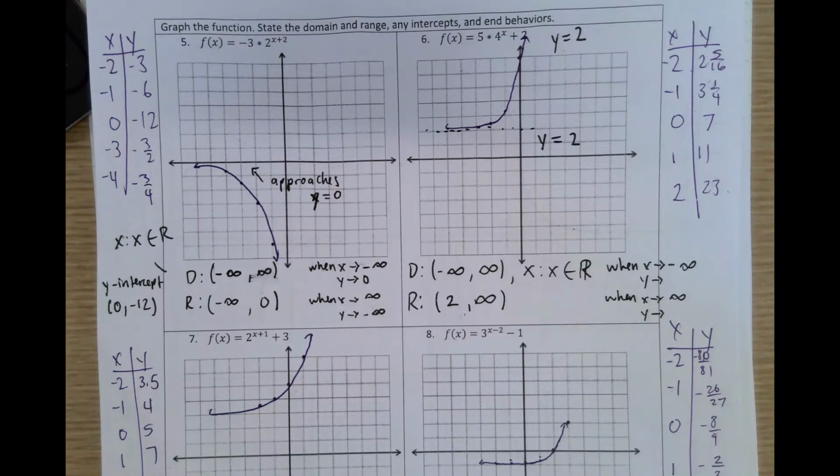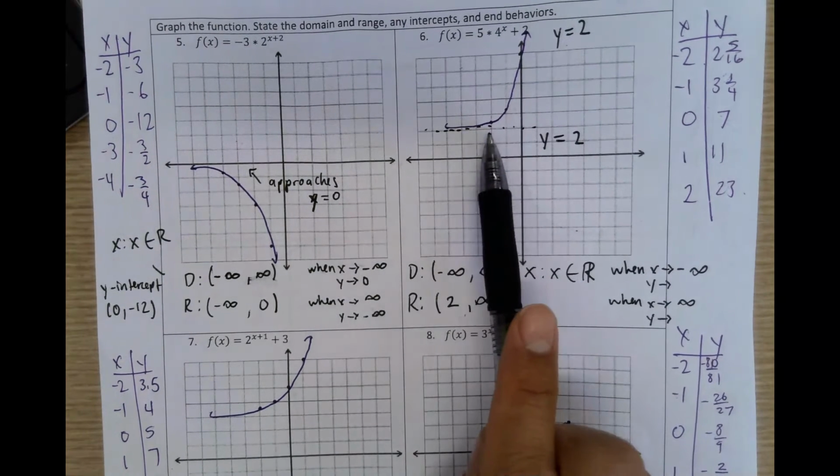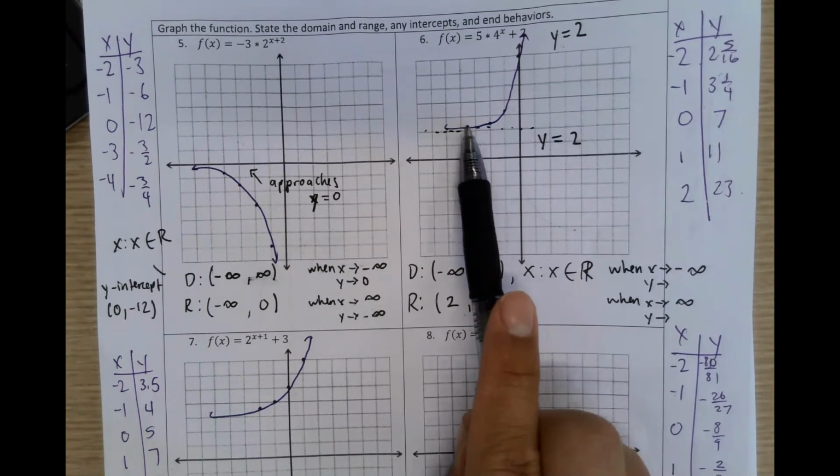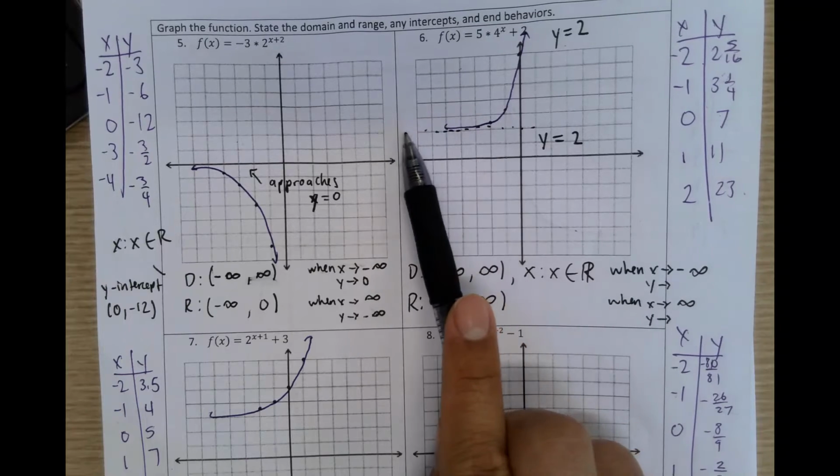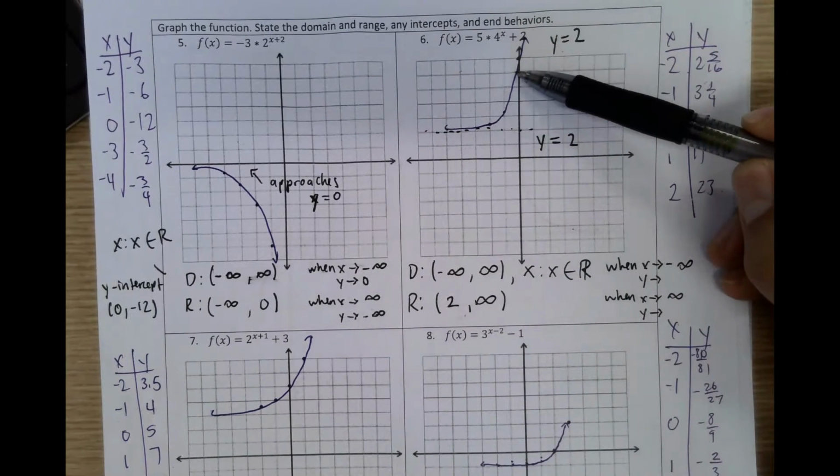Okay, so the second thing is end behavior. Actually, intercepts is the second thing, but we'll talk about that in a moment. End behavior is what is happening to the graph as it gets towards the end of our drawing here.